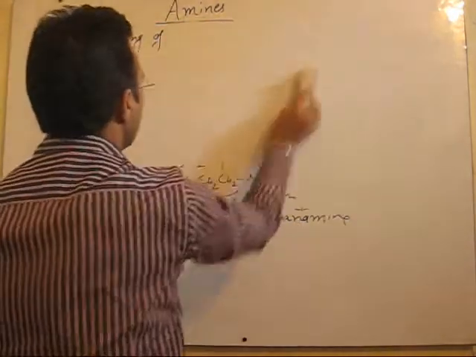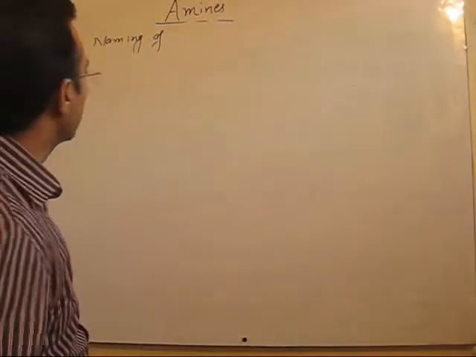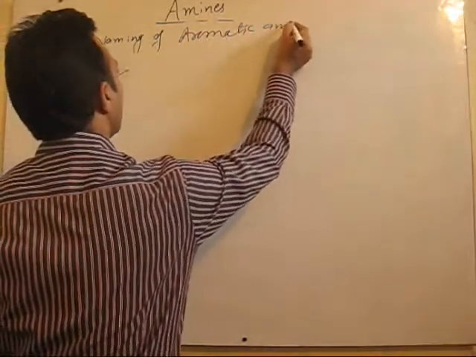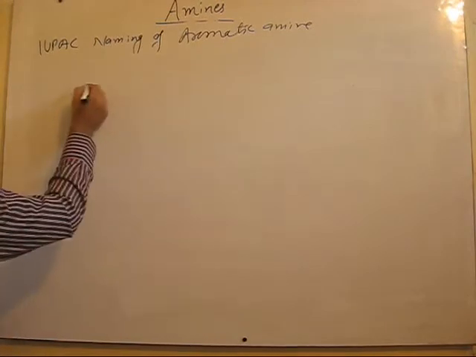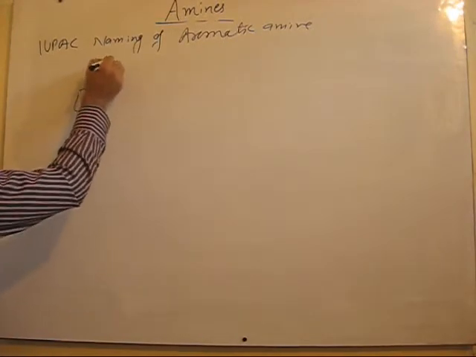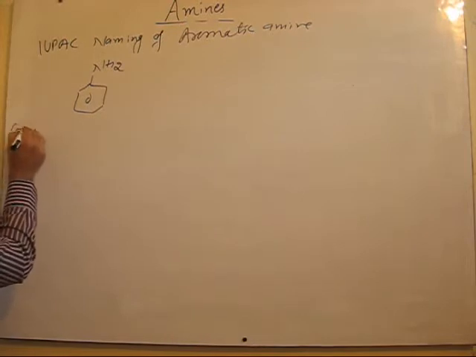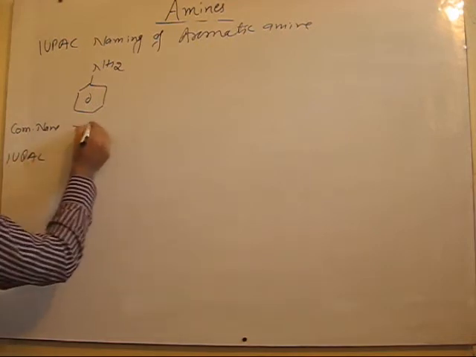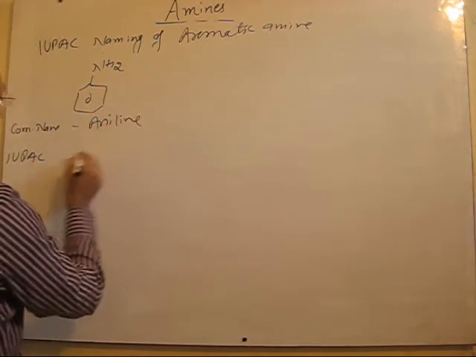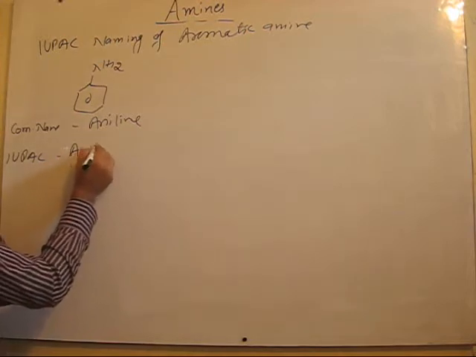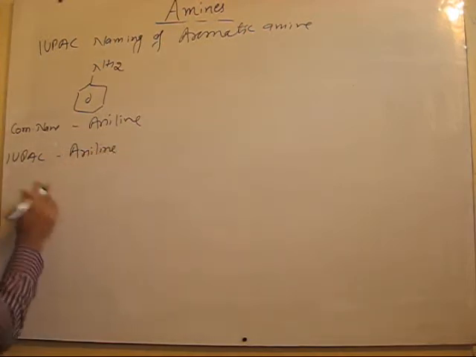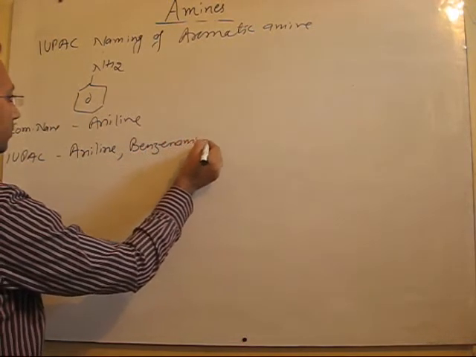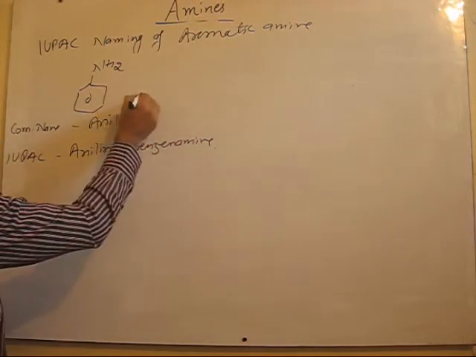Now let me start the naming of some aromatic amines. Aromatic. Fine. Now I'll do a common as well as IUPAC naming together. The first most important member in this family is this. Its common name as well as IUPAC. Common name we have is a very important compound, aniline. IUPAC has also accepted this as its IUPAC name, but it's also known as benzenamine. Right? So this is the primary aromatic.